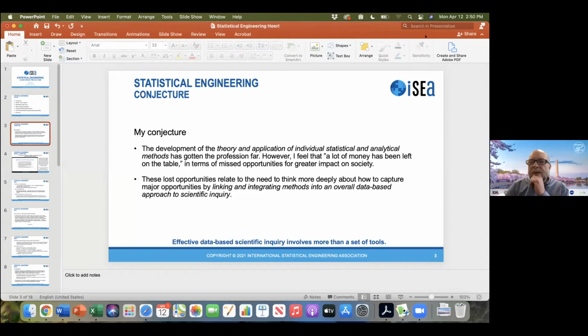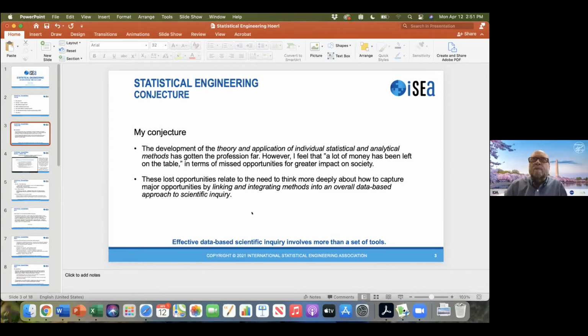So here's the conjecture: that the development of the theory and application of individual statistical methods, or analytical methods if you want to look at it more broadly, has definitely accomplished a great deal. However, when I look at it over my career, I've always felt we've sort of left a lot of money on the table, if I can use that analogy, that we haven't captured the full potential of what we could have accomplished for society. And as I've tried to think about what we are missing?